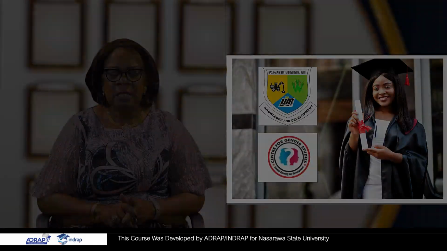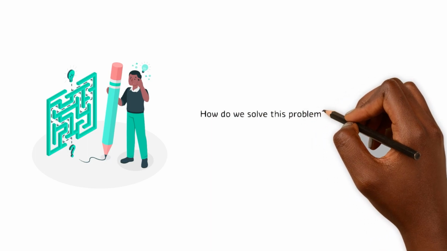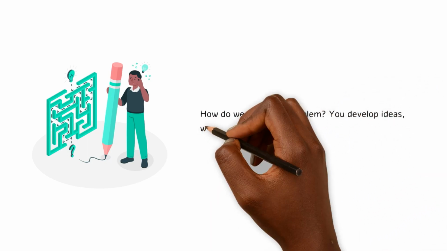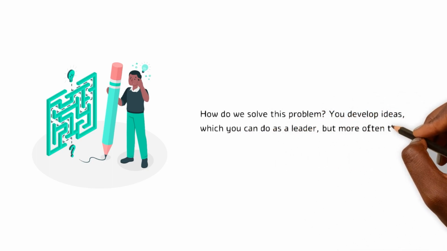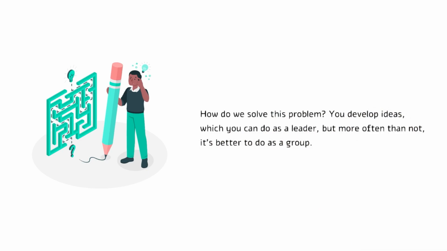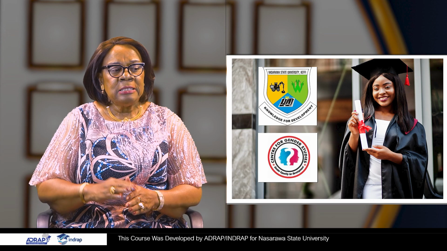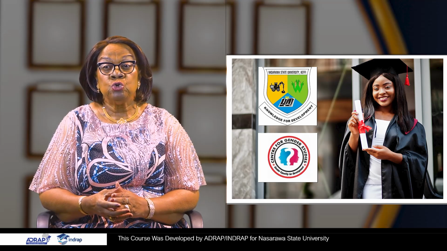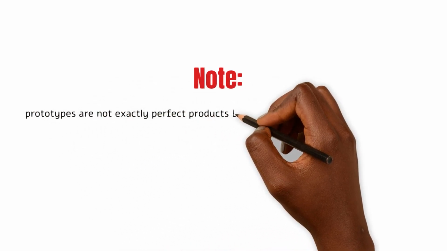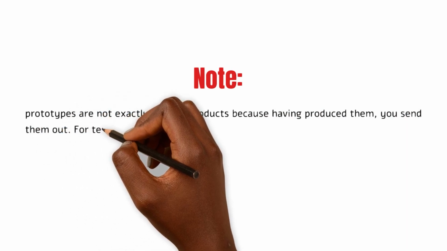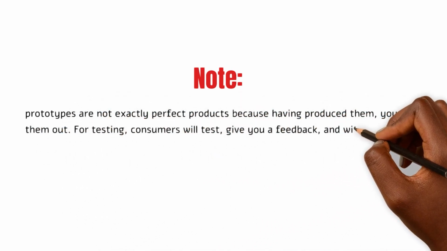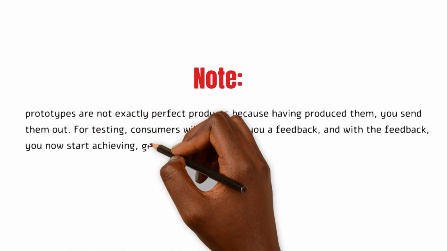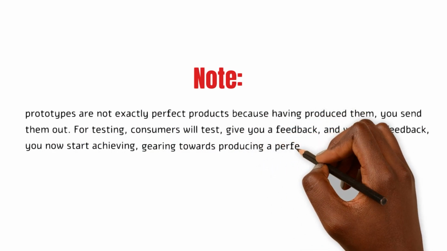And having defined the problems now, thirdly, you form ideas. How do we solve this problem? You develop ideas, which you can do as a leader, but more often than not, it's better to do as a group. After having developed the ideas, you now produce a prototype. That is something that is close to solving the observed problems. Note, prototypes are not exactly perfect products, because having produced them, you send them out for testing. Consumers will test, give you a feedback. And with the feedback, you now start gearing towards producing a perfect product.